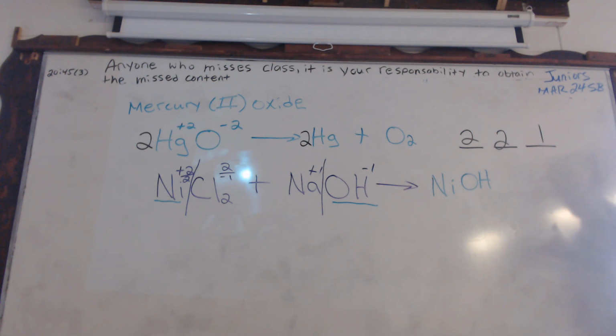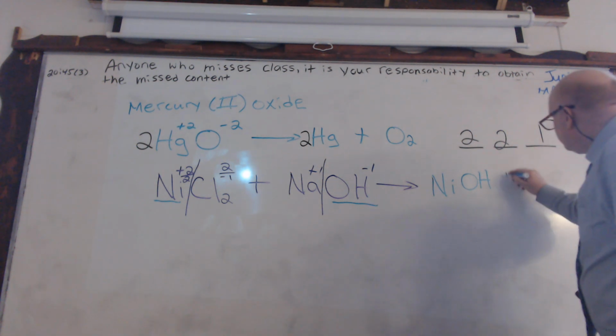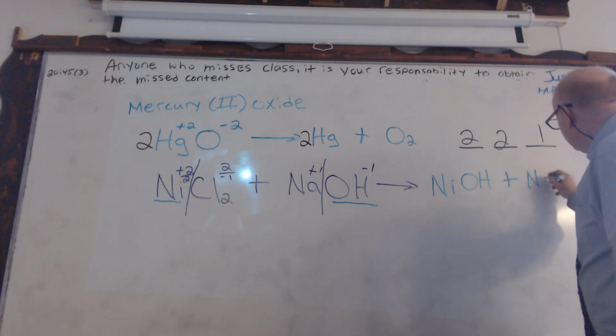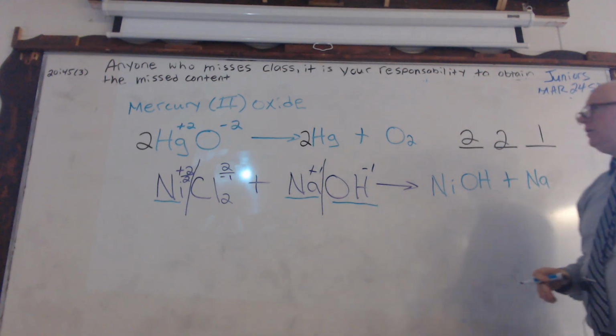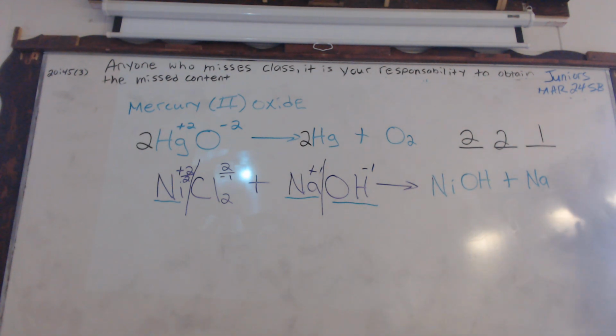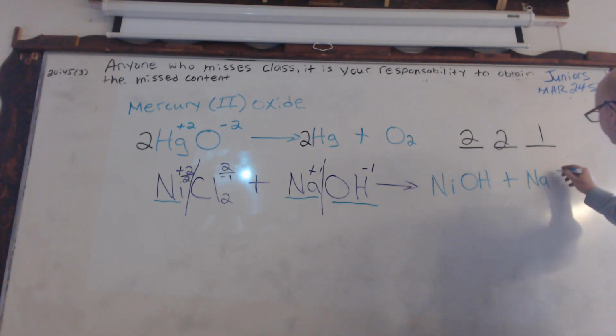Can someone tell me a positive ion that we see? Which one? Sodium. Okay? So we've got some sodium here. So now we've got that taken care of. So what's the only thing left that that sodium can bond to? The chlorine.